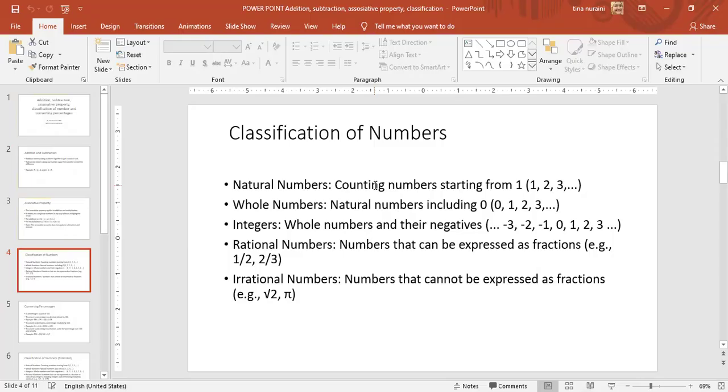Now, rational numbers can be expressed as a fraction, like 1/2, 2/2, 3. Then irrational numbers cannot be expressed as a fraction. It's like the square root of 3 and then the square root of 2. Yeah. Then and pi.